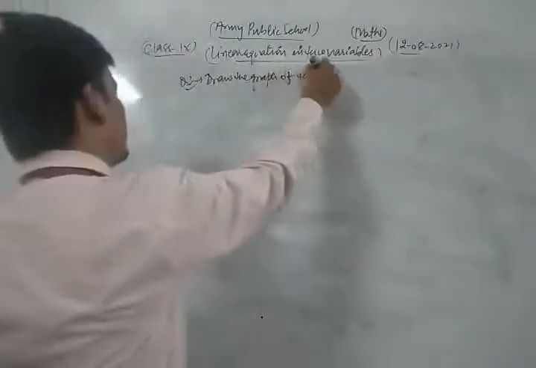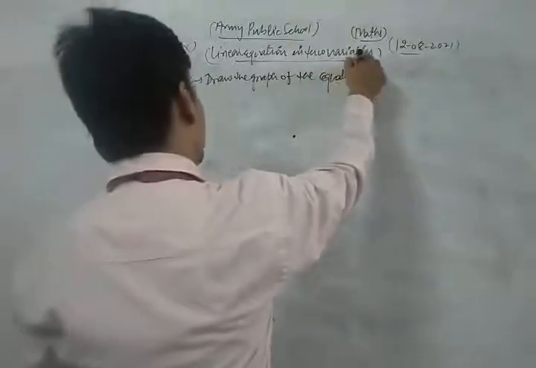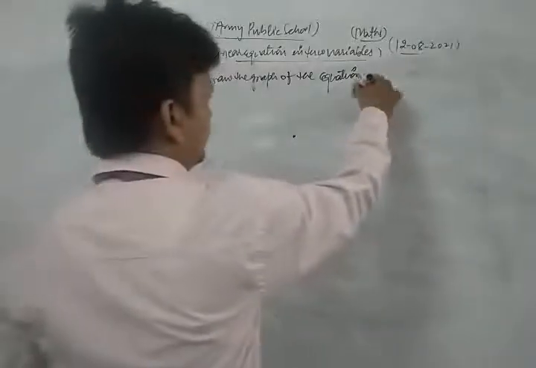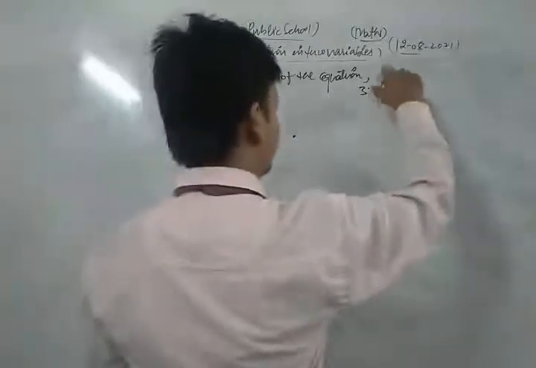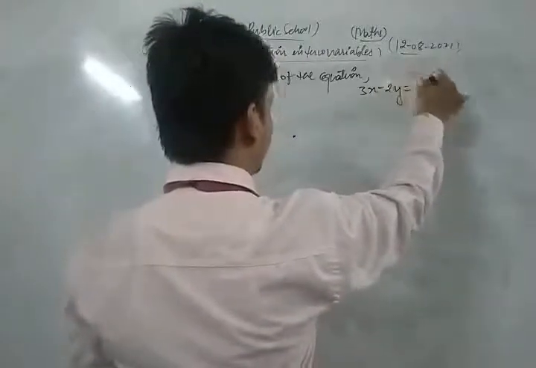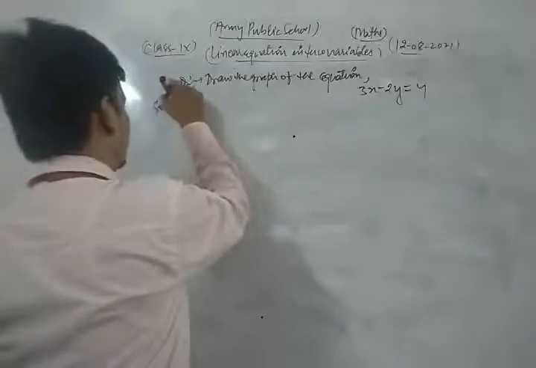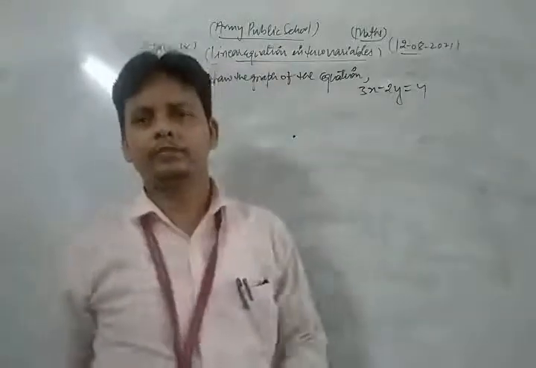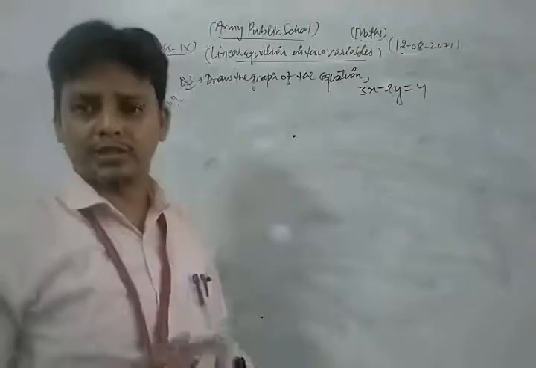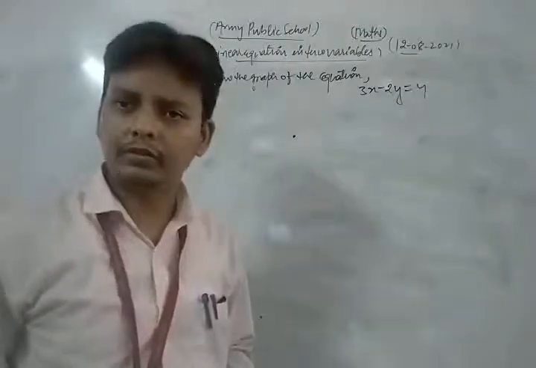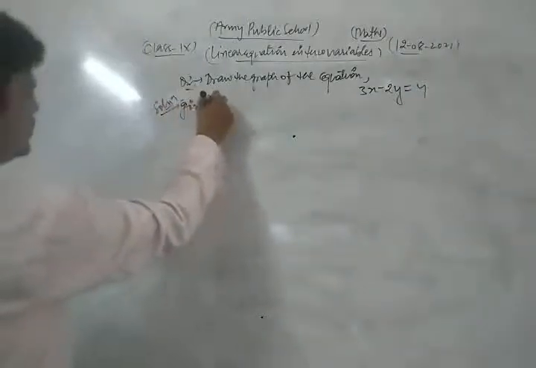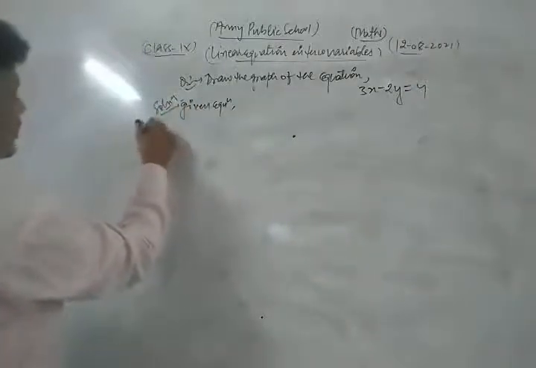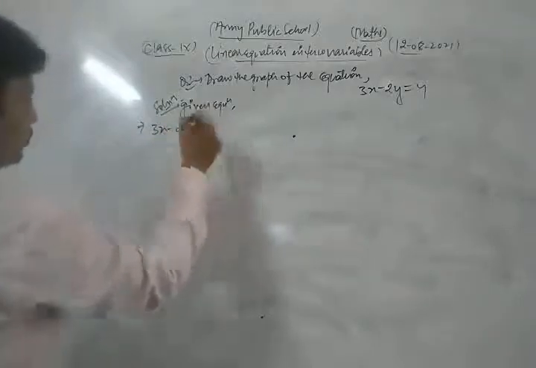The graph of the equation 3x minus 2y. So now let's observe. Dear student, we do the same process that we discussed in solving the previous one. Look, first of all, we write the given equation. The given equation is 3x minus 2y is equal to 4.